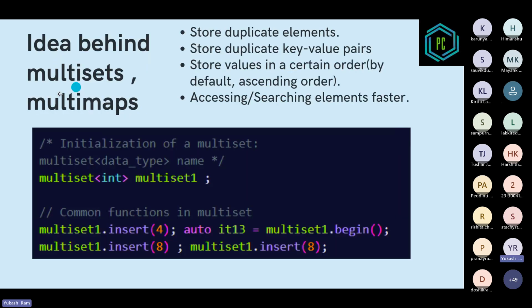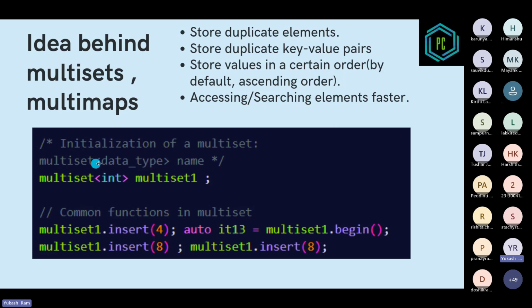The idea behind multi-sets and multi-maps is very similar to sets and maps. The only difference is you can store duplicate elements in multi-sets, and you can store duplicate key values in multi-maps. Again, the same idea: you can store values in a certain order. By default, it's ascending order, and you can access and search elements faster. The initialization is also pretty much the same.